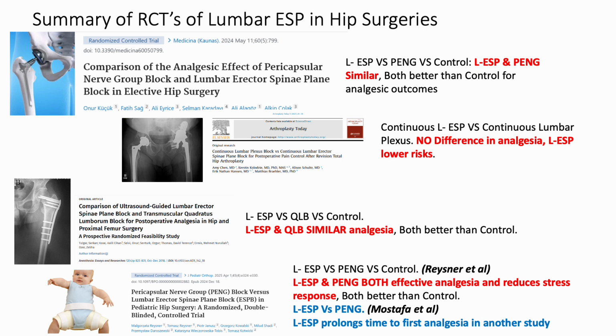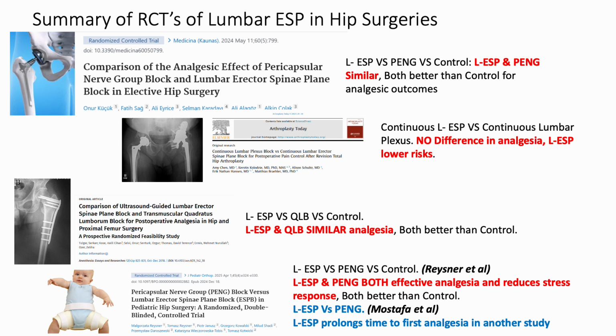Lumbar ESP had a lower risk compared to lumbar plexus block. In a study of proximal hip and femur surgery when lumbar ESP was compared with quadratus lumborum block versus control, both lumbar ESP and quadratus lumborum block provided similar analgesic outcomes and both were better than control.